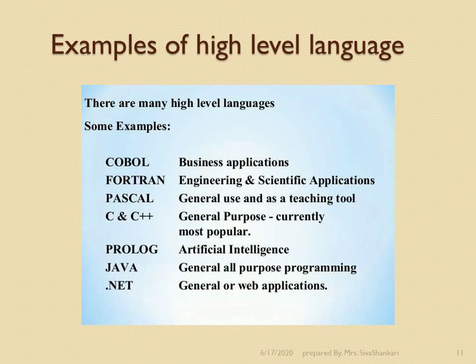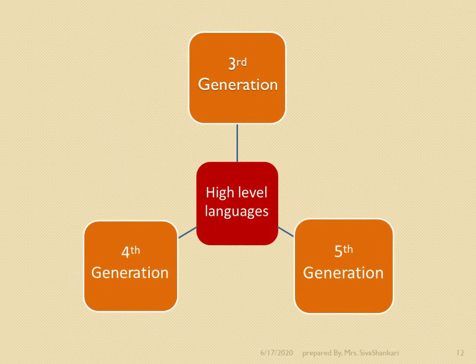We'll see what are the examples of high-level language. The displayed pictures are the main high-level languages. COBOL is used for business purposes, Fortran for engineering and scientific applications, and Pascal as a general teaching tool. C, C++, Java are for general purpose programming. .NET is for web applications. We'll see details about high-level language. High-level languages are used in the third, fourth and fifth generation. We'll see one by one.